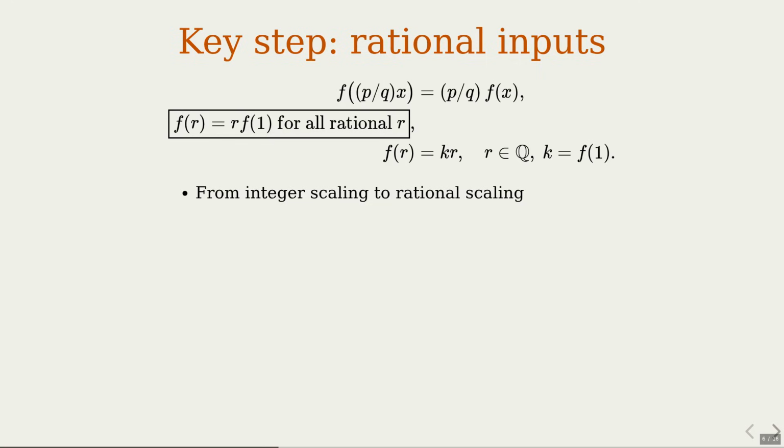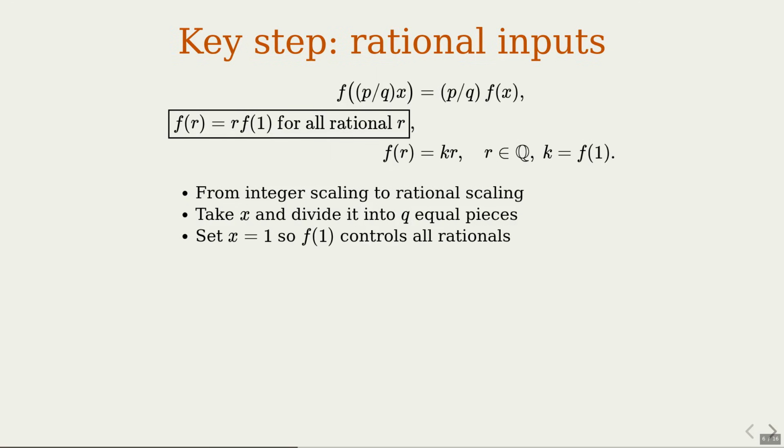From integer scaling to rational scaling, take x and divide it into q equal pieces. Set x equal to 1 so f of 1 controls all rationals. All rational points lie on a single line with slope k.